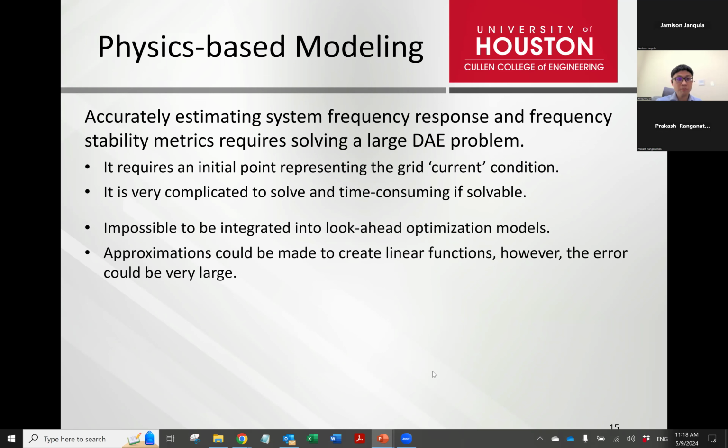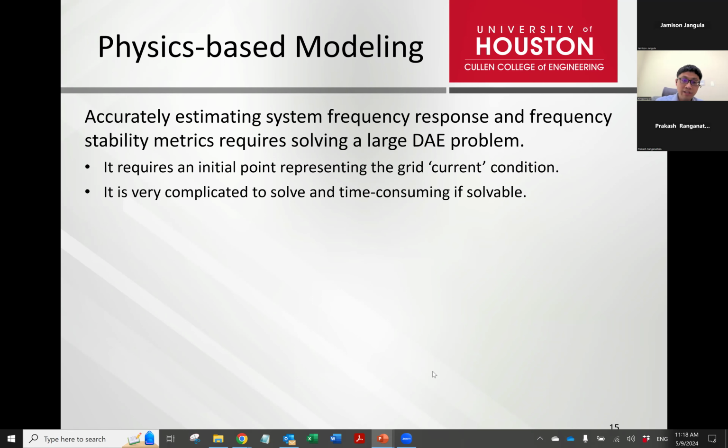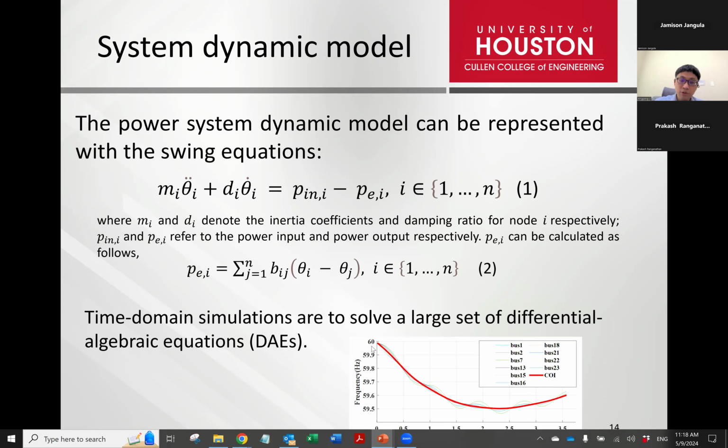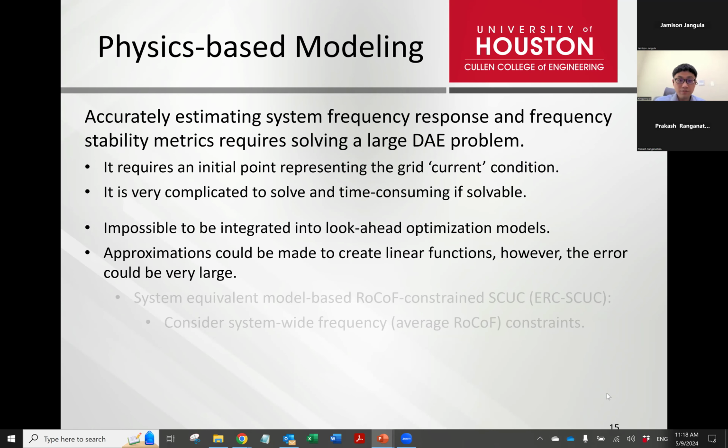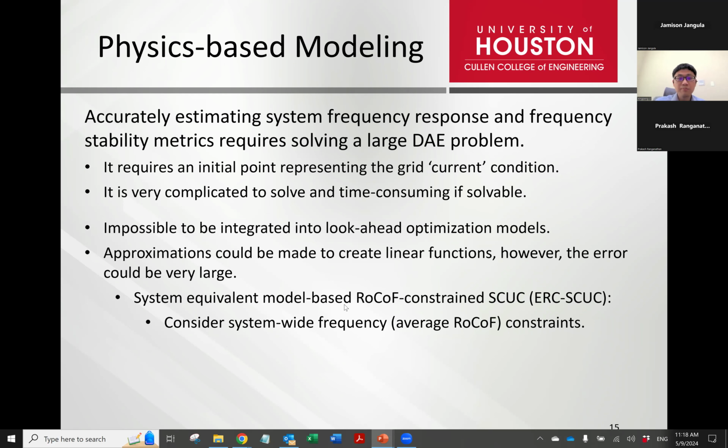So it's not practical. So we need to make some approximations to simulate such system dynamic performance, if we want to consider some dynamic constraints when we do the day ahead energy scheduling. There are some existing methods.